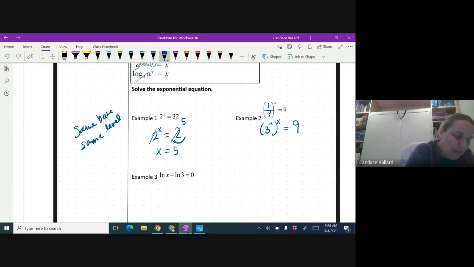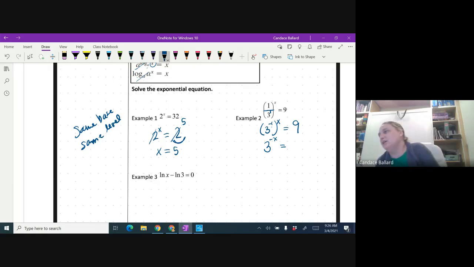Well, when we have a power to a power, we know we multiply the exponent. So I get 3 to the -x. How should I rewrite the 9? Tell me, everybody. I want to hear from everybody this time. Everybody should be able to tell me that one. How do we rewrite that 9? Nice job. 3 squared.